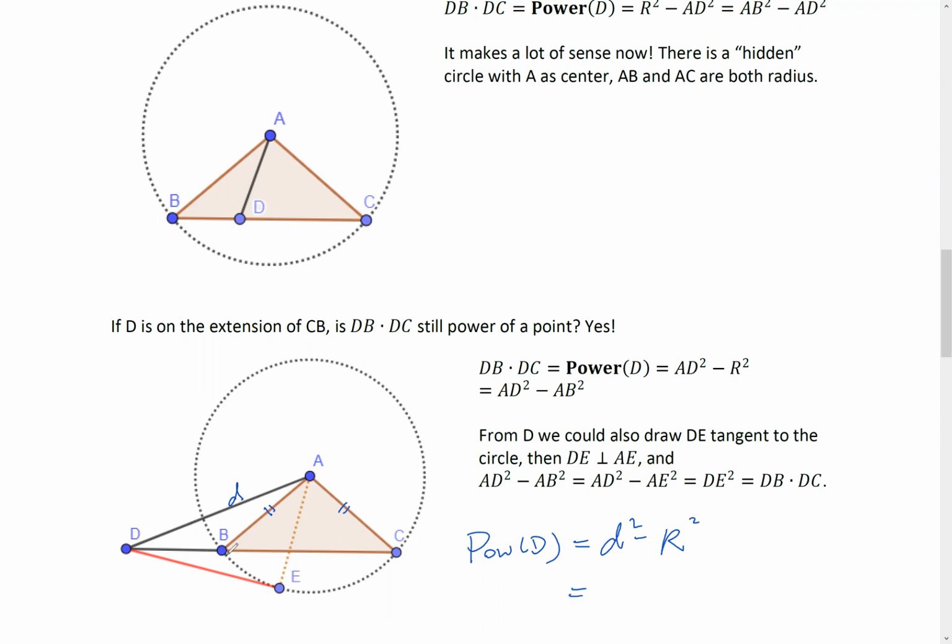So AD squared minus R squared is AB squared. And that's the power at point D, which also equals DB times DC. Okay, that's what we proved last time, right? That's it. A special case of a circle, and with this, the power of point at point D.